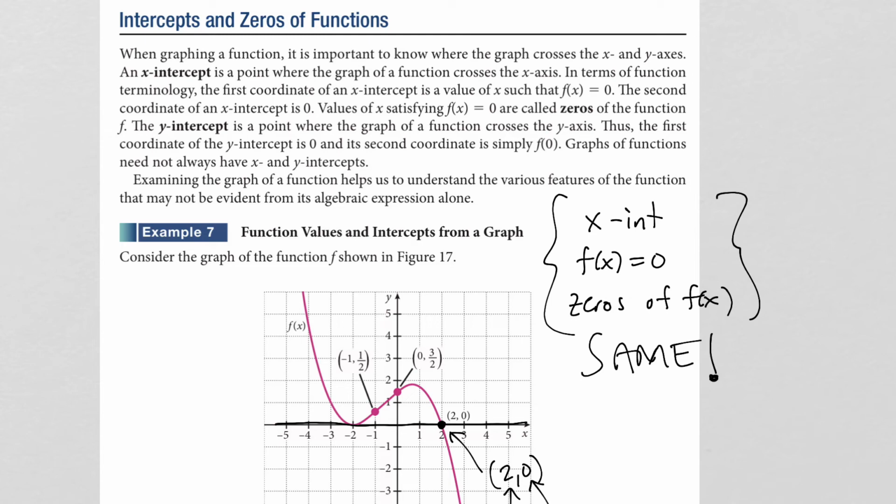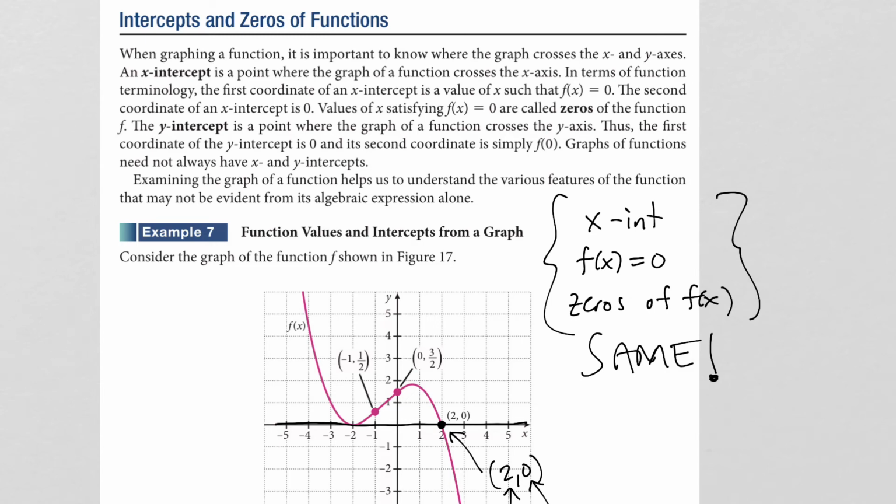So we need to get used to that terminology. If I ask you, find the zeros of the function, or if I say, find the x-intercepts of the function, or if I say, when is f of x equal to 0? All three of those questions are exactly the same question.